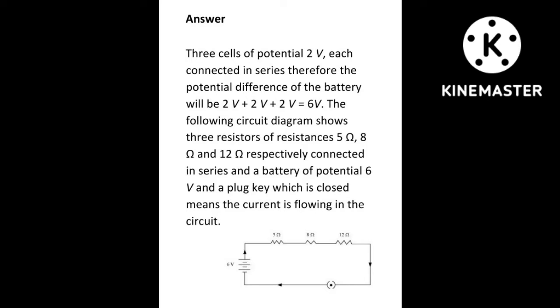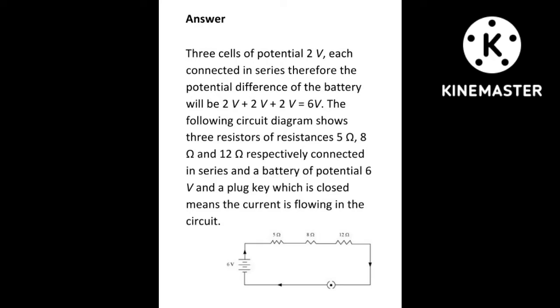We know that in the case of series connection we have to connect end to end. Whenever we are connecting the battery, each cell should be connected end to end, and we have 3 resistors which are also connected in series. So how will we connect? That also should be connected end to end. That is 5 ohm, 8 ohm and 12 ohm. These 3 should be connected end to end.